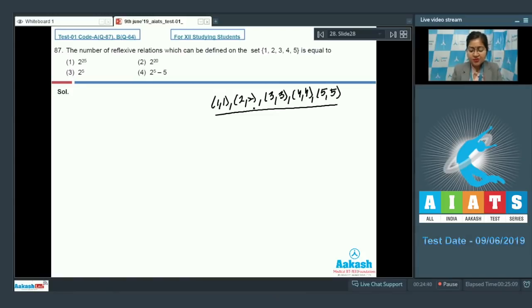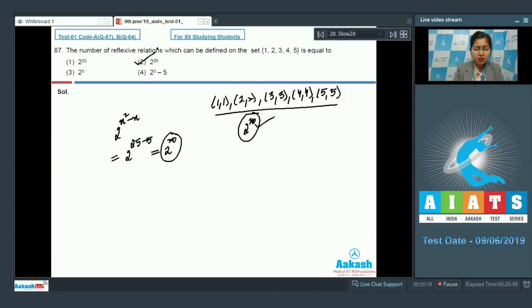So apart from these, we have 20 elements. From these 20 elements, we can have either 0 elements or 1 element or 2 elements or all the 20 elements. We can have any, which means that the total number of reflexive relations will be equal to 2 raised to the power 20. Or we can solve this by applying the direct formula, 2 raised to the power n squared minus n, where n is the number of elements in the set A, that is 5. So that is 2 raised to the power 25 minus 5, that is 2 raised to the power 20. So the answer will be option number 2.